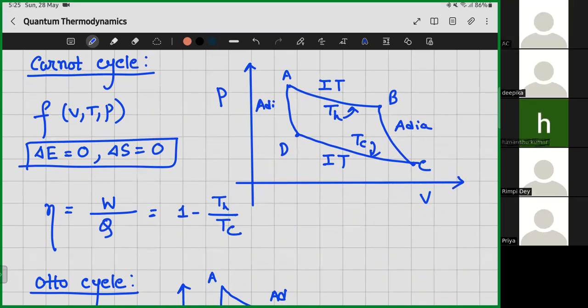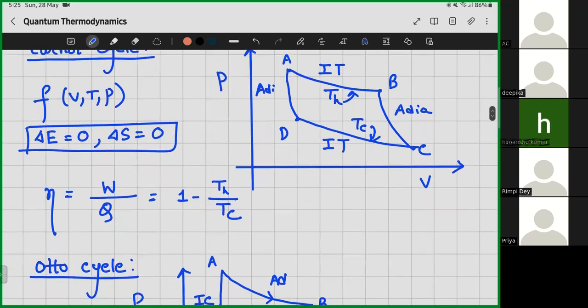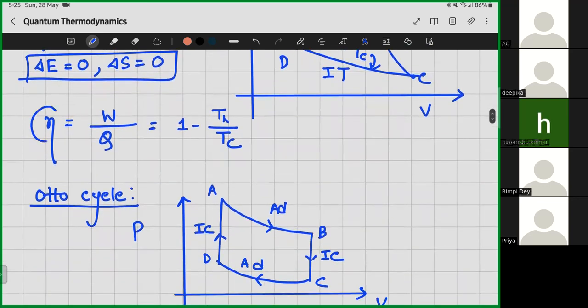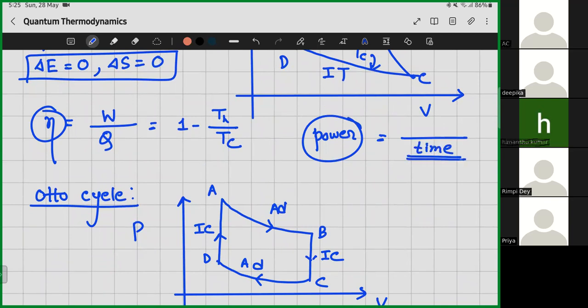That means, as I mentioned before, these are quasi-static processes. Changing one state to another, from let's say A to B, takes infinite time. That means for experimental use, efficiency is not everything. We have to look at the power. But in the case of power, there is time. For reversible cycles, the time is infinite. So essentially, the power will always be zero for any reversible cycle. And also, in reality, reversible processes are not possible.